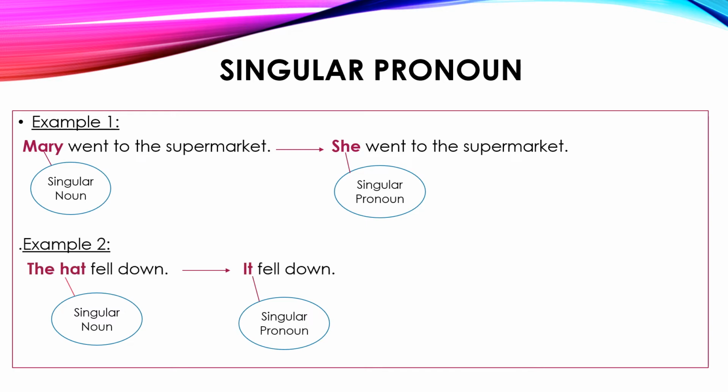Let's read example number 2. The hat fell down. In this sentence, the word hat names one thing. The word hat is a singular noun. Let's continue reading. It fell down. The pronoun it took the place of the singular noun hat. The pronoun it is called a singular pronoun.